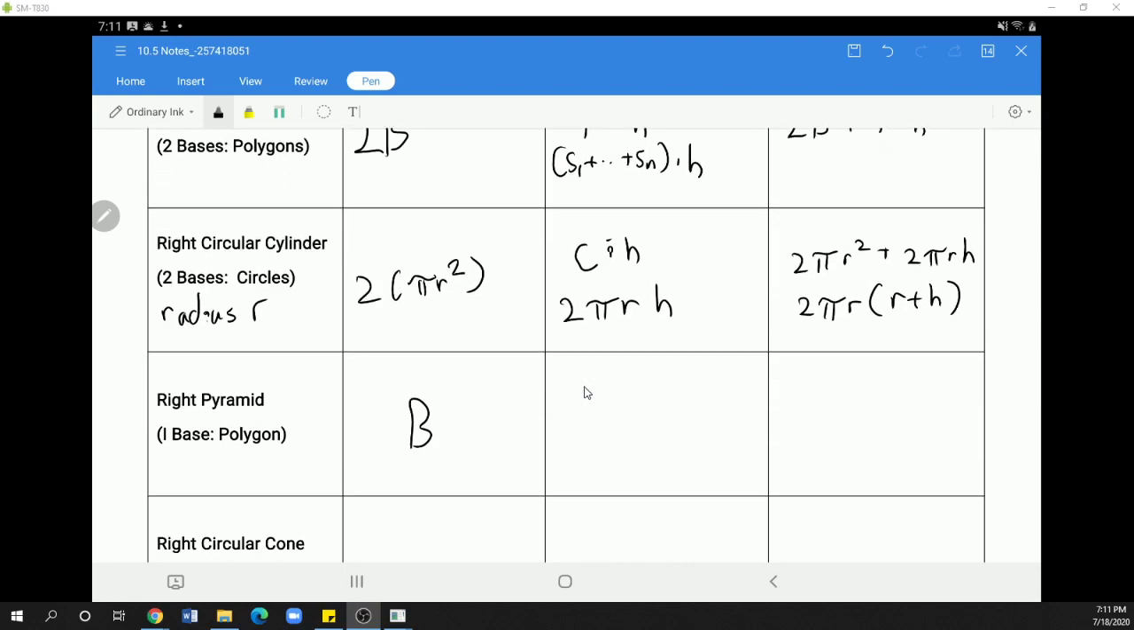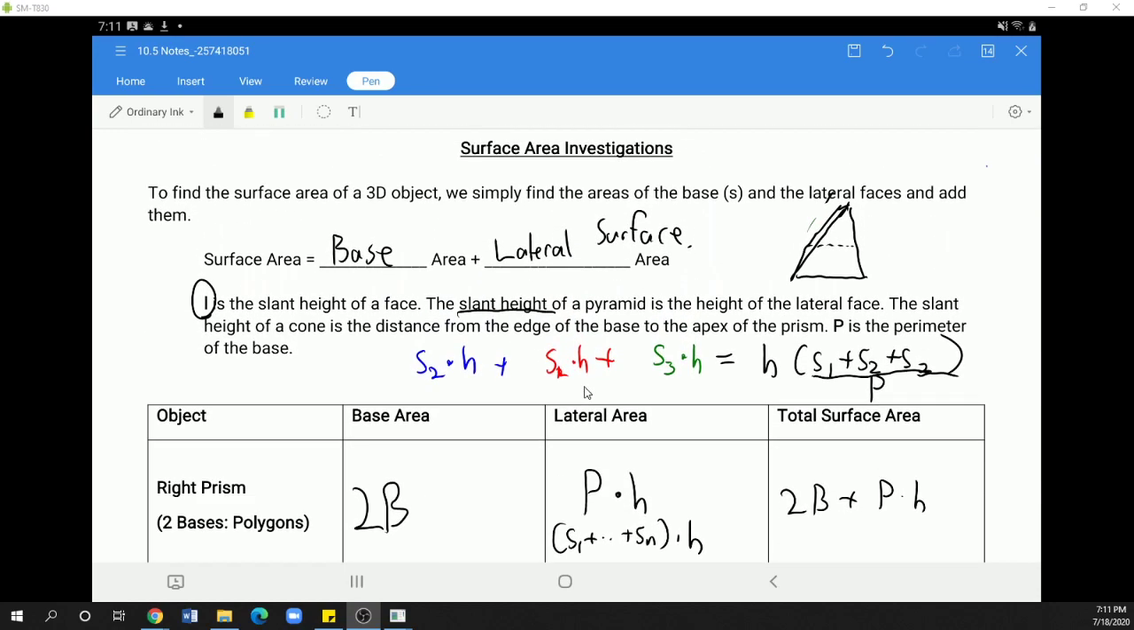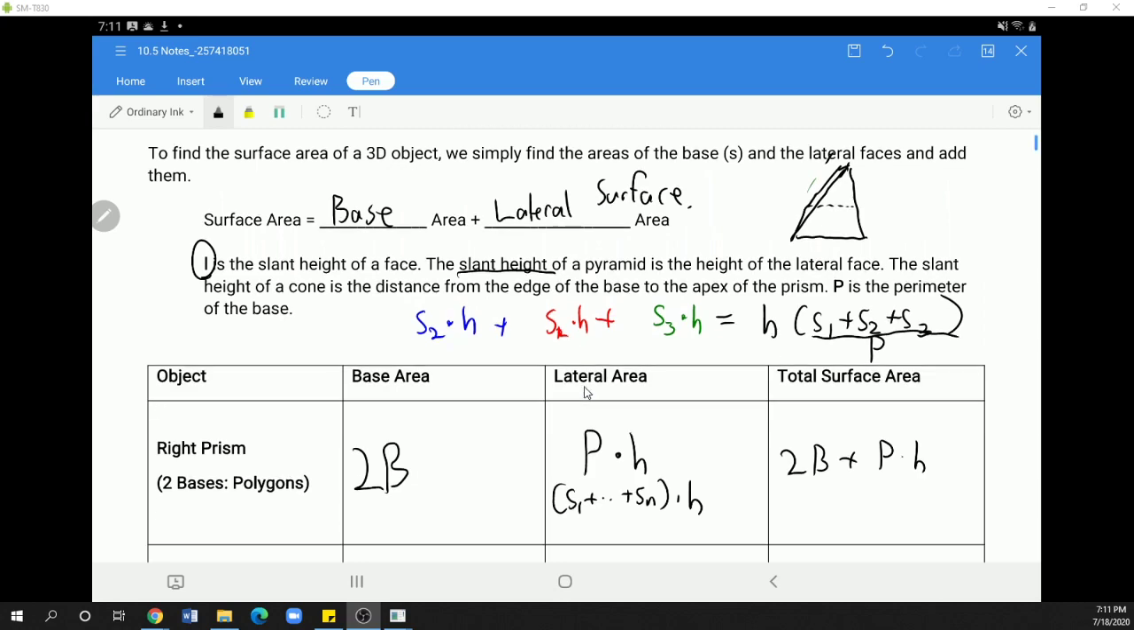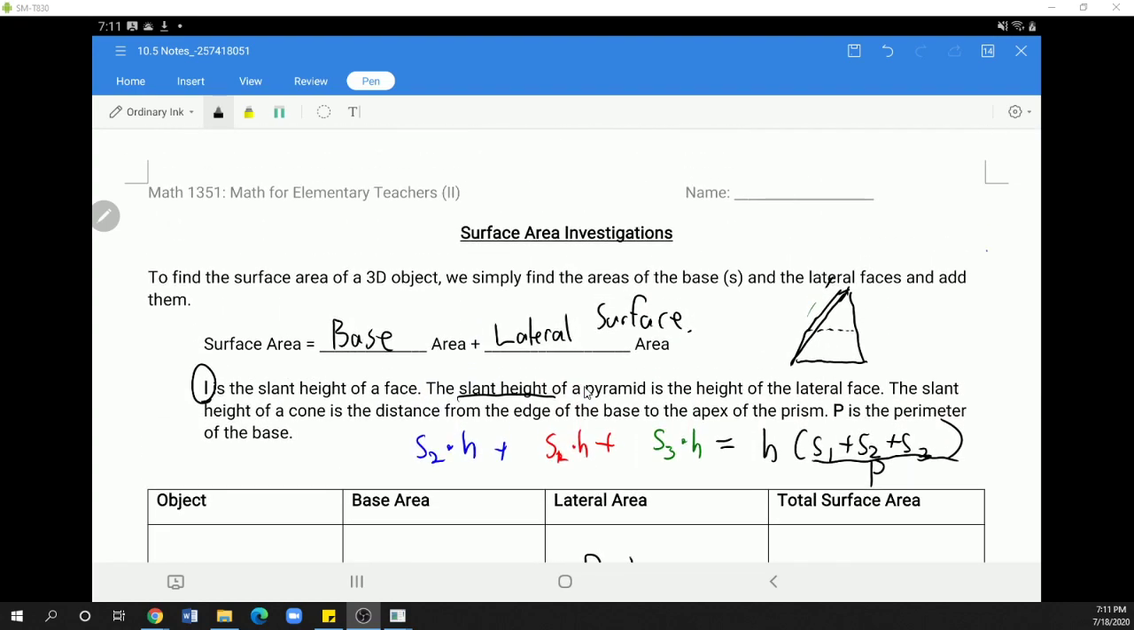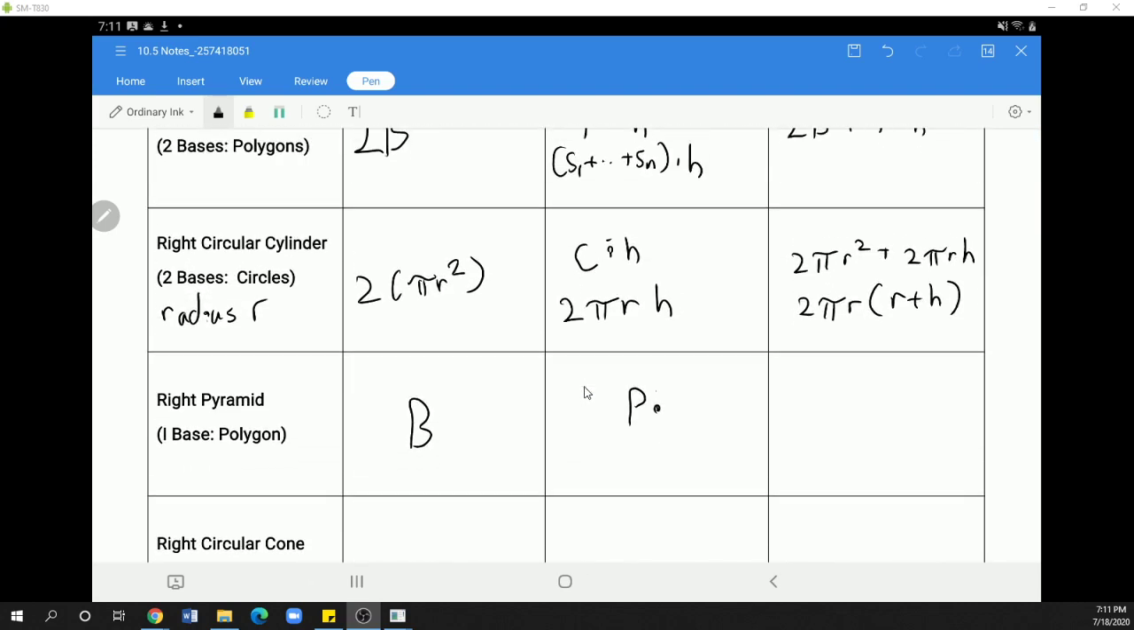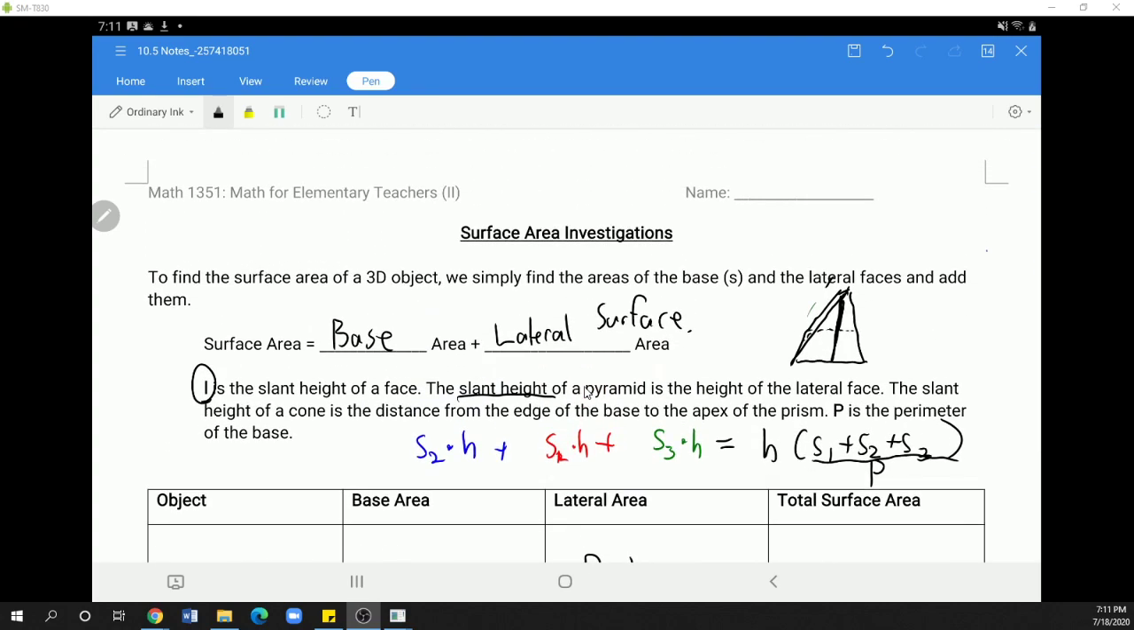And now it's going to be the same thing, area of the base back there. And we're going to have perimeter times, not the height anymore, because now we're dealing with slant height. We have to walk up the side of the pyramid instead of going straight up. So now we have to deal with L, because we have to walk from here to the base. So that's going to be P times L. But is that it? No.